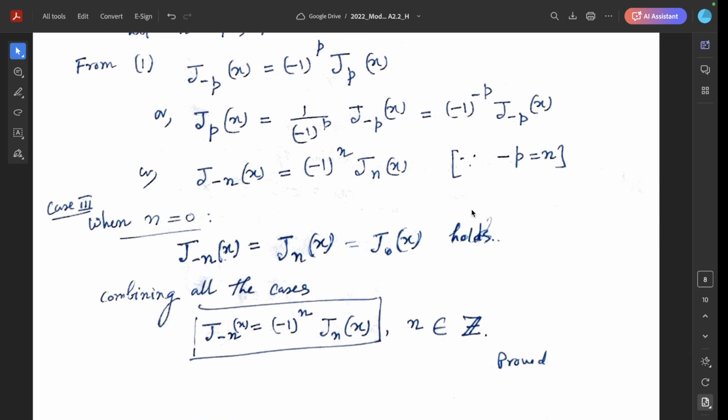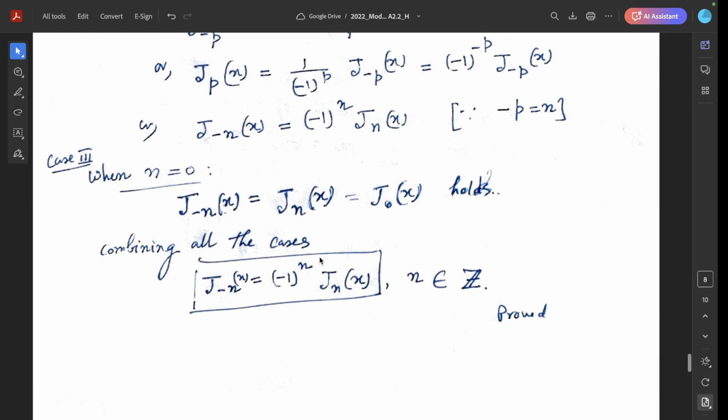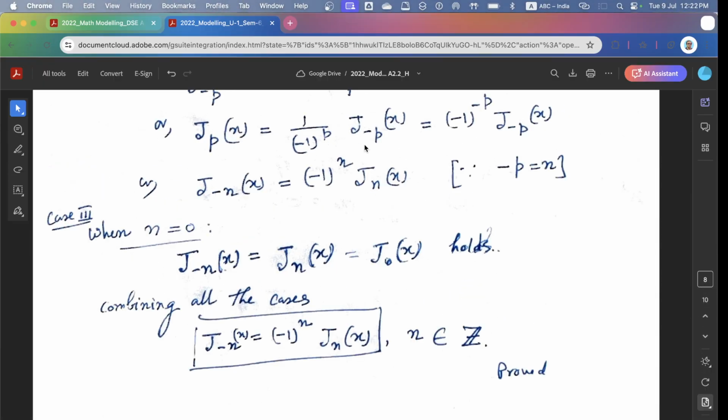When n equal to 0, obviously this equal to J0x holds, both sides equal. And combining all these cases, we get J minus nx equal to minus 1 to the power n Jnx for n belongs to set of all integers.